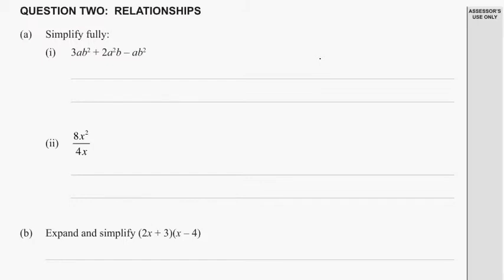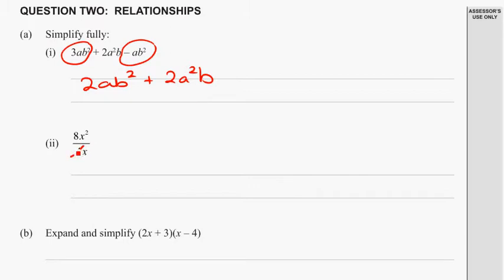2011, day 1, question 2. Simplify fully. So looking for anything common in here. I can see there's an ab squared term, and there's an ab squared term here as well. So 3 lots take away 1 lot is 2 lots, plus 2a squared b. We could factorise that, it doesn't ask us to, so we'll leave it like that.